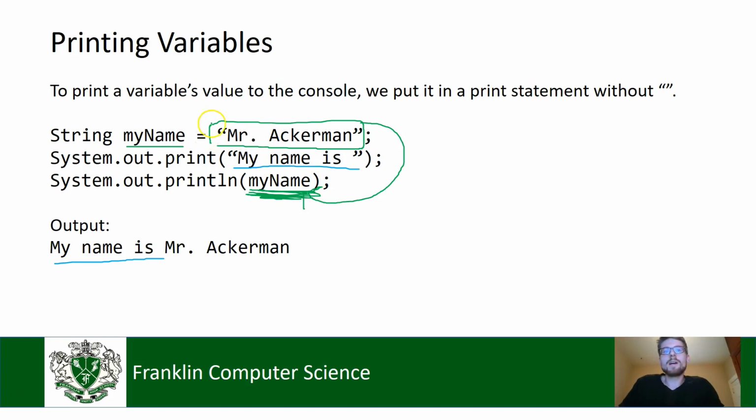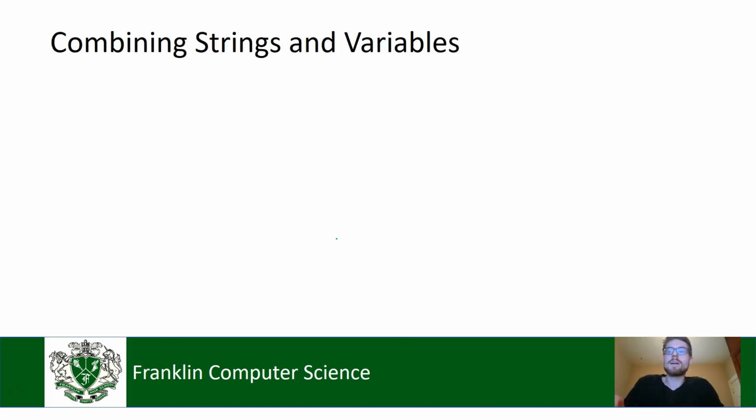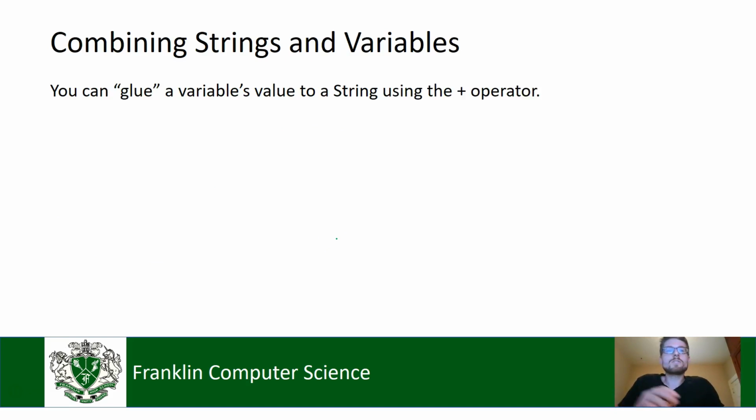So we're going to go find whatever value is stored in my name, and we're going to replace everything that references my name with that value, and then print that. So that's why Mr. Ackerman gets printed down there. Okay? All right.